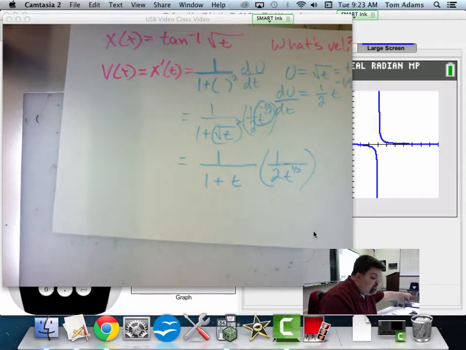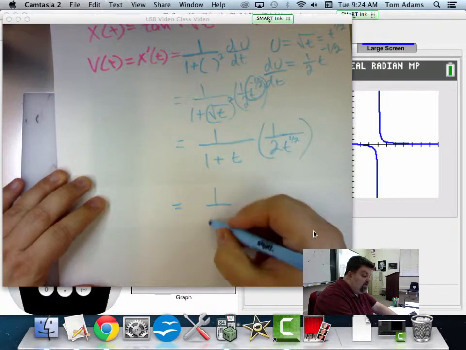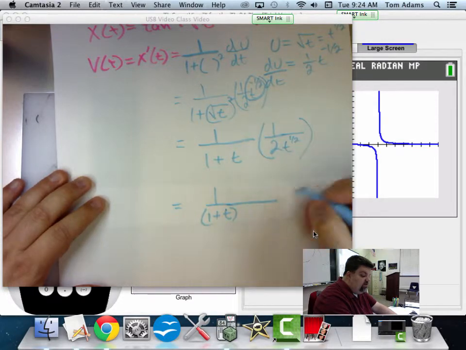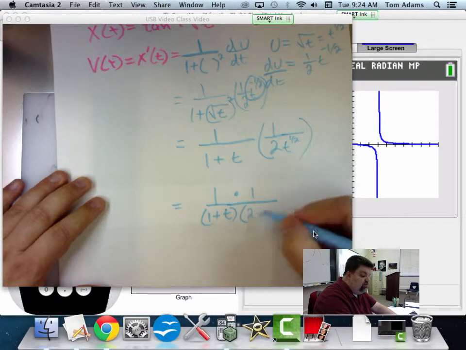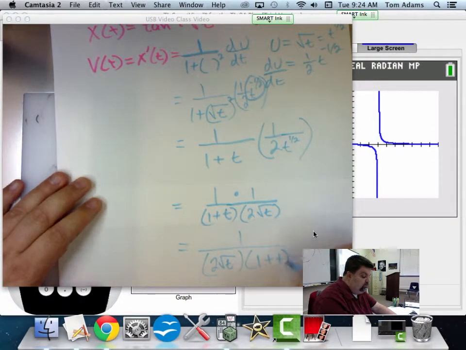And I'm writing out each step on purpose. I mean, if you could skip a step in your head, I'm okay with that. So what does this mean? Well, this means that I've got 1 plus t times, 1 times 1 is 1, right? So we'll say times 1. And then on the bottom, I've got 2 square root t, which is just 1 over, and I'm going to toss the 2 root t to the front times 1 plus t.